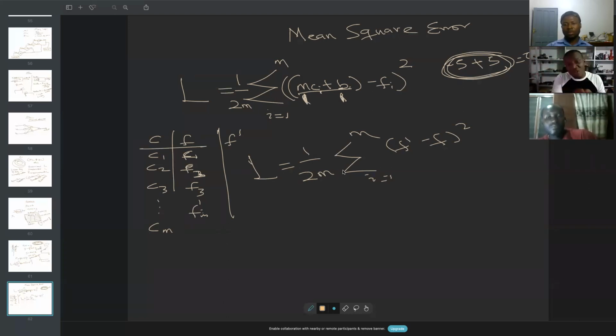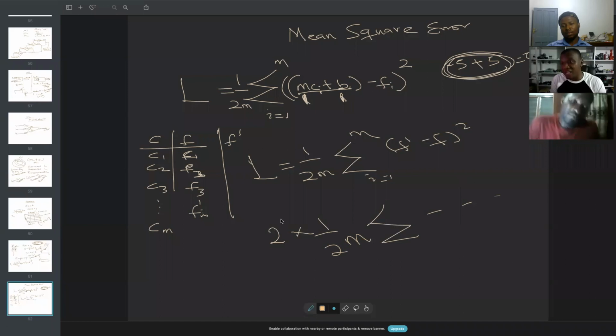The reason why some people do the 2 here is that when we start talking about the calculus, the 2 here will cancel out the square here and make the derivative calculation much simpler. Because if we are calculating the derivative of this, for those of you who remember, the 2 will come and multiply 1 over 2m, right? And then these guys continue. So this cancels this, and it makes the derivative calculation simpler than if there is no 2 here. And this is mathematics.